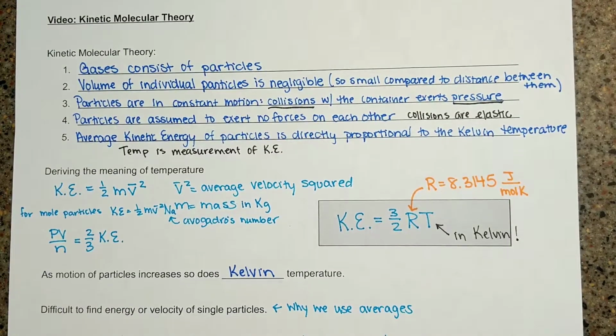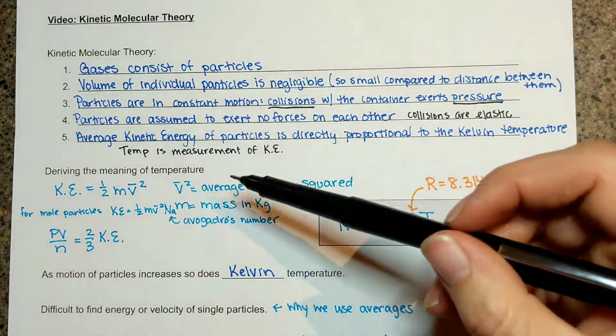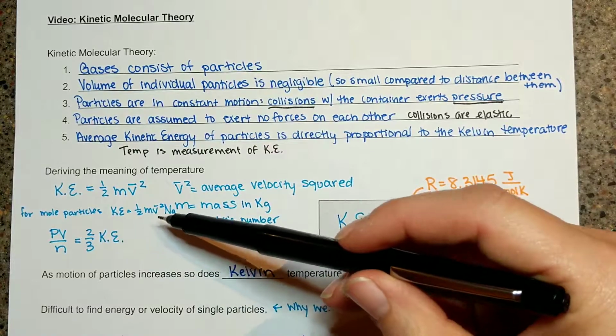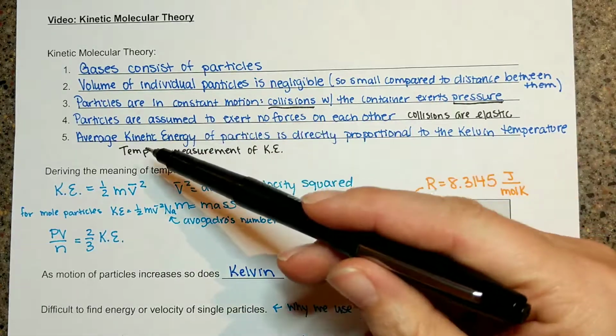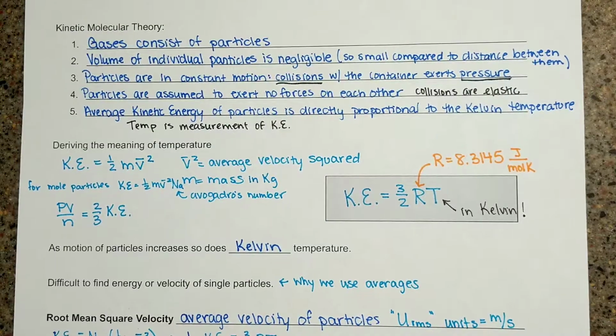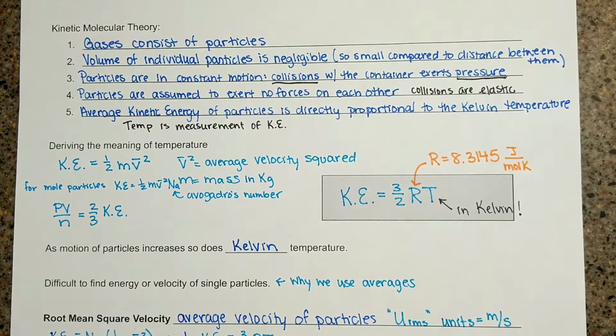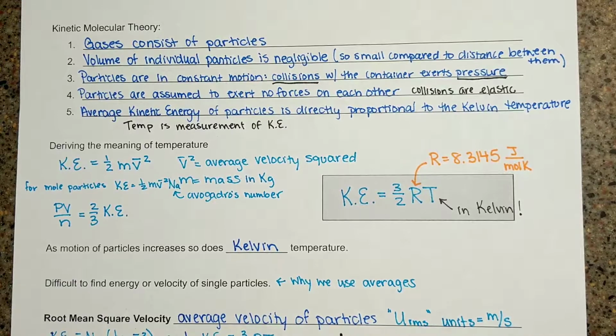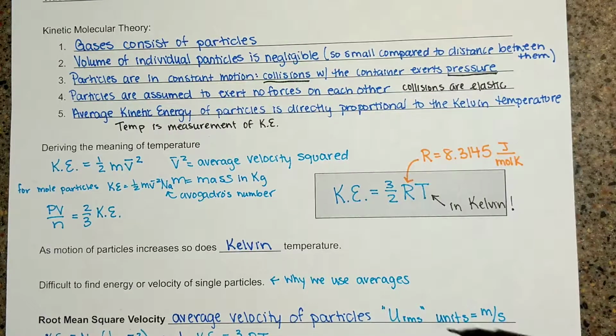So it's very difficult to find the energy and velocity of a single particle. It's basically impossible. So because of that, we use averages, which is why we also talked about a mole's worth of particles, and we look at average velocity squared, and up here we talk about the average kinetic energy. So averages are what we're going to use. We can calculate something called the root mean squared velocity. This is the average velocity of the particles, and it has a variable, this fancy U, RMS for root mean squared, and its units are meters per second because it's a velocity.